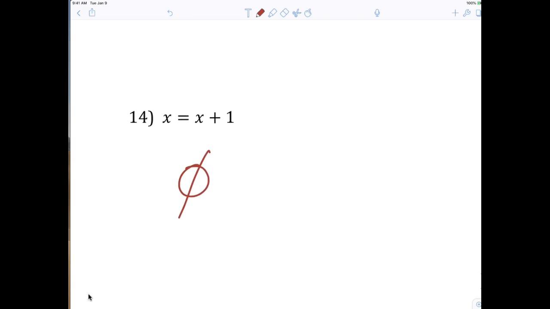Yeah, you could subtract x from both sides. So we can do that for like every. Yeah, and you get 0 equals 1. No, like rewrite it, like put x plus 1 equals x. Yeah. Still no solution, right?